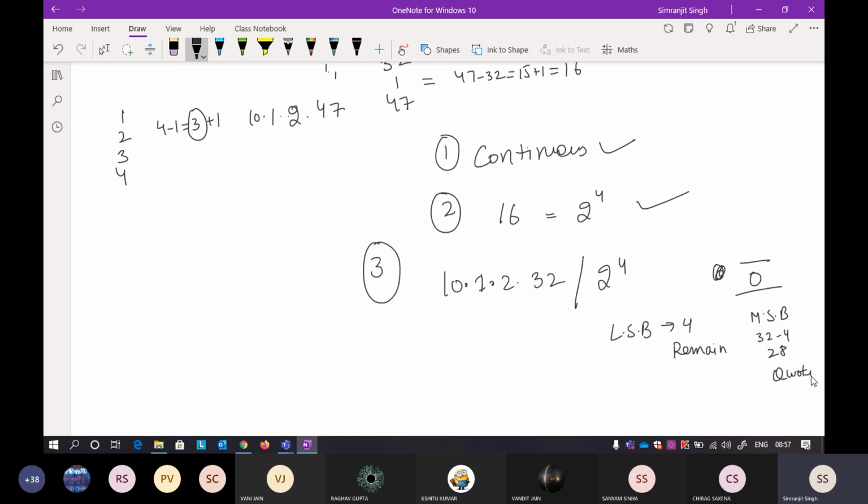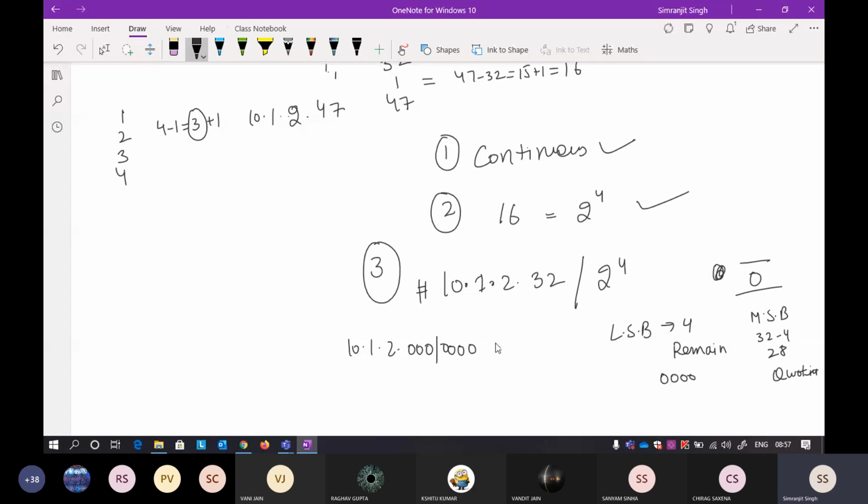So I do not need to worry about the quotient. If this is completely divisible, I should get a remainder of 0. It means I should get the least significant 4 bits as 0. If I am able to get it, I can directly say that it is completely divisible. So if you write it like this, 10.1.2, now what is 32? 32 is 0, 0, 0. So just let me write it. 1, 2, 4, 16 and 32.